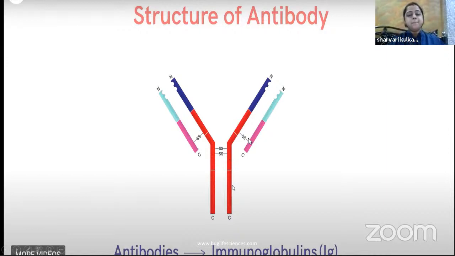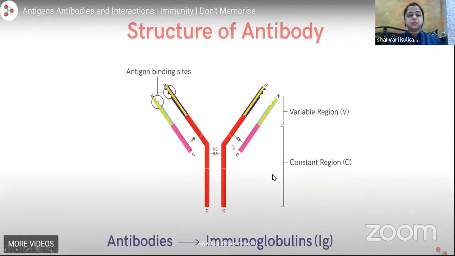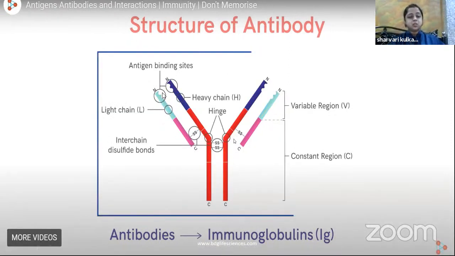Those are held by disulfide bonds, and this is called the hinge region. There is a variable region and a constant region of the antibody. These are antigen binding sites. Antibodies are also called immunoglobulins, right? So this is the light chain, this is the heavy chain, this is the hinge region, this is the variable region, this is the constant region, and this is the interchain disulfide bond.